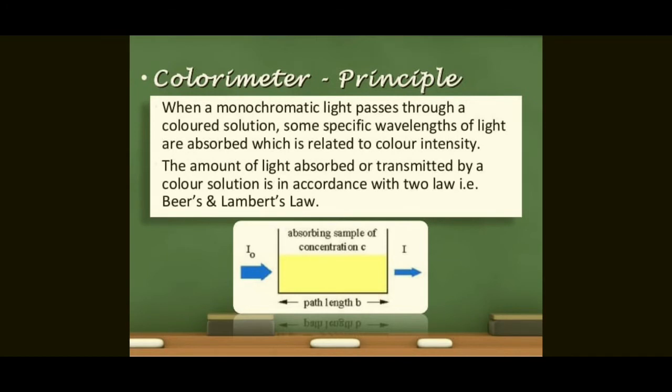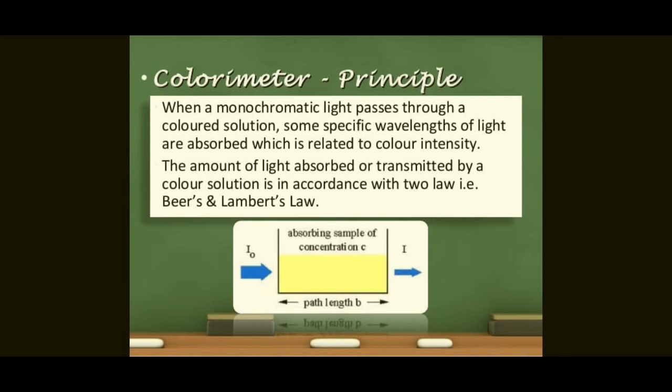So the colorimeter principle: students, when monochromatic light passes through a colored solution, some specific wavelengths of light are absorbed, which is related to color intensity. So the amount of light absorbed or transmitted by a colored solution is in accordance with two laws, that is Beer's and Lambert's law.